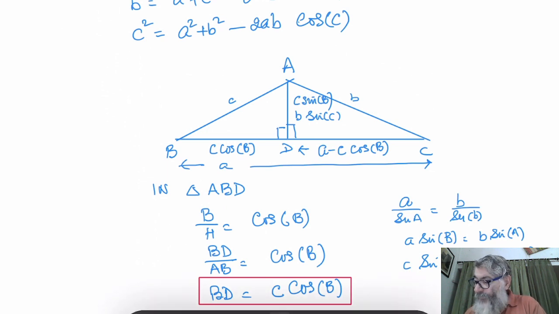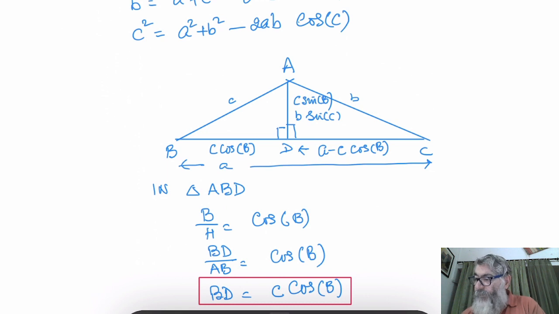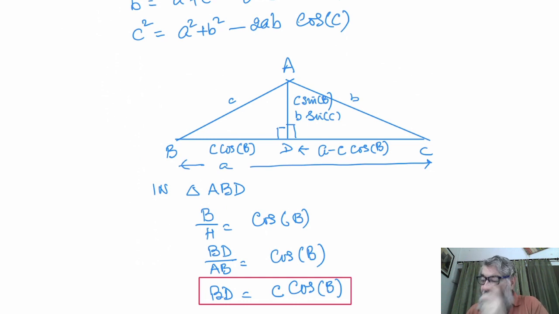Now, this complete length BC is A. So I can write DC as A minus C cos B. And we will take here AD as C sin B.